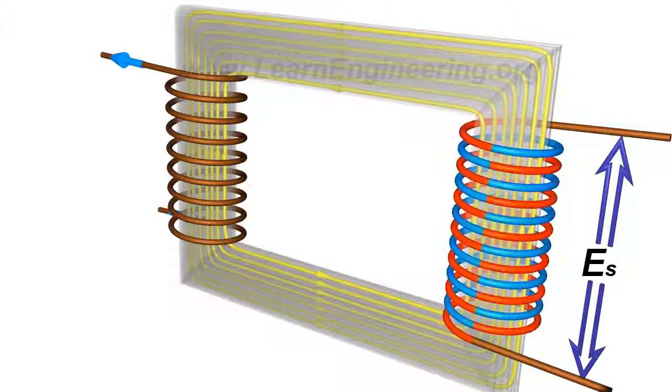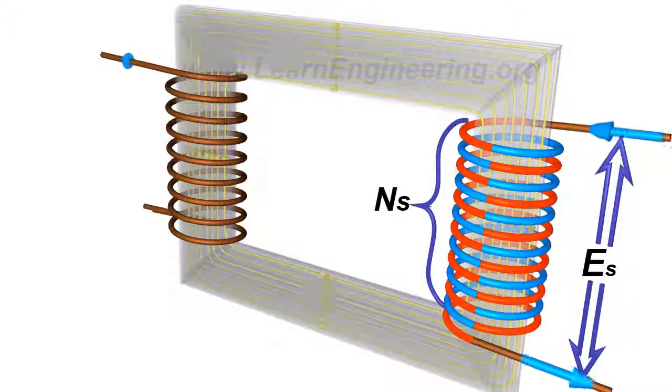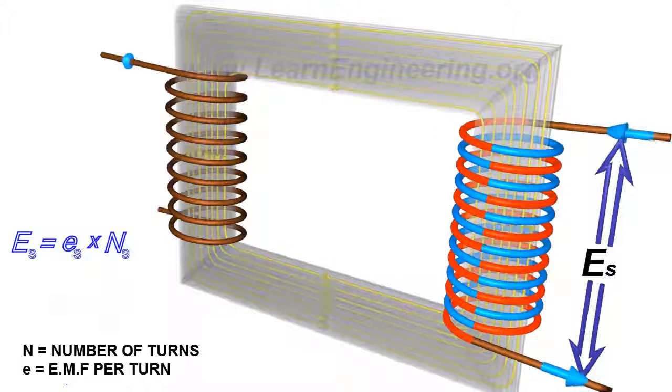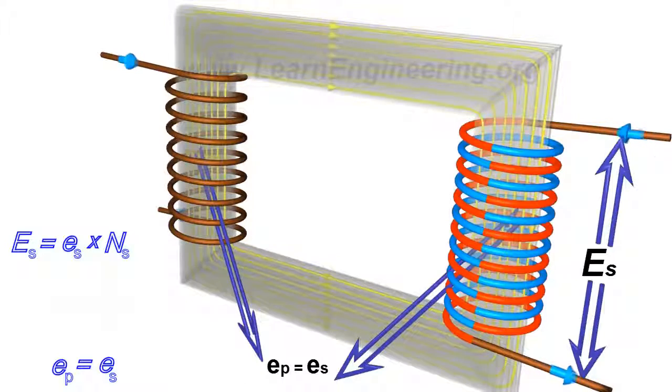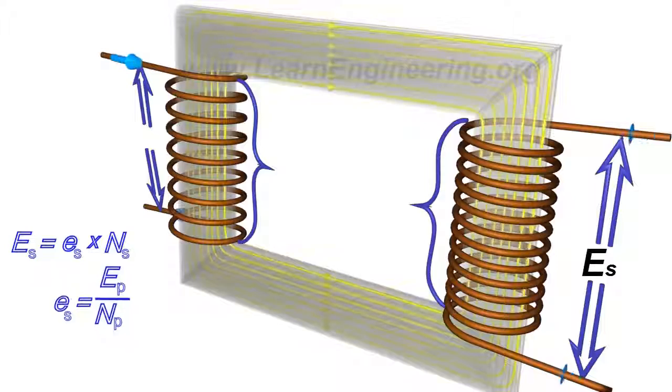Since the turns are arranged in a series, the net EMF induced across the winding will be the sum of the individual EMFs induced in each turn. Since the same magnetic flux is passing through the primary and secondary coils, the EMF per turn for both the primary and secondary coils will be the same. The EMF per turn for the primary coil is related to the applied input voltage as shown. As a result, the induced EMF at the secondary coil is expressed as follows.